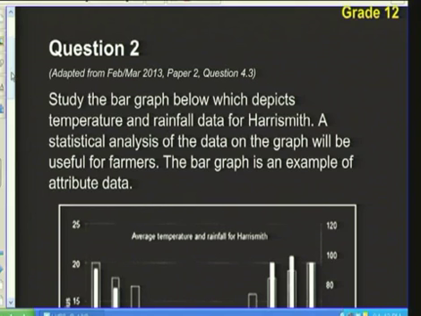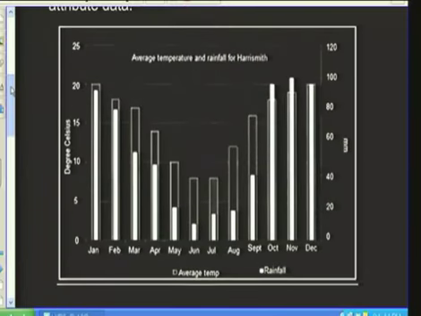Let's start with question 2. Study the bar graph below, which depicts temperature and rainfall data for Harrismith. A statistical analysis of the data on the graph will be useful for farmers. The bar graph is an example of attribute data. Let's take a look at the graph itself.